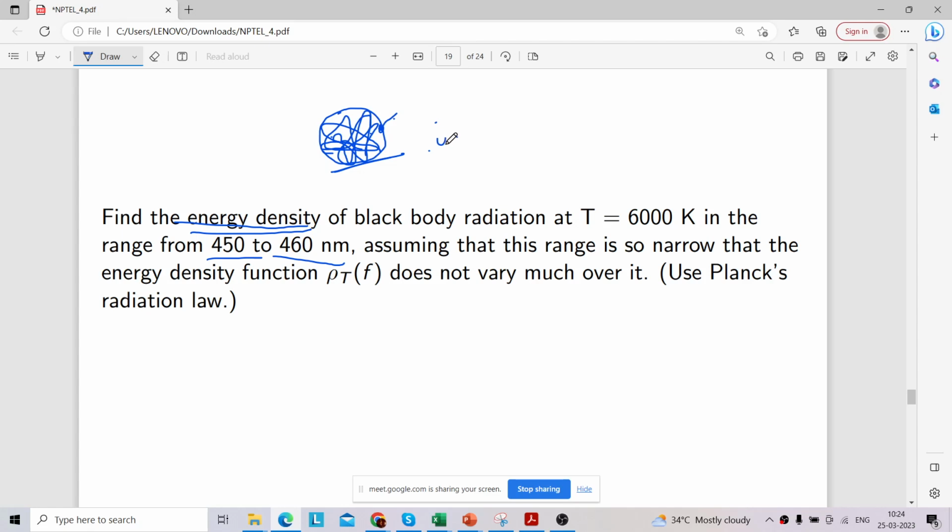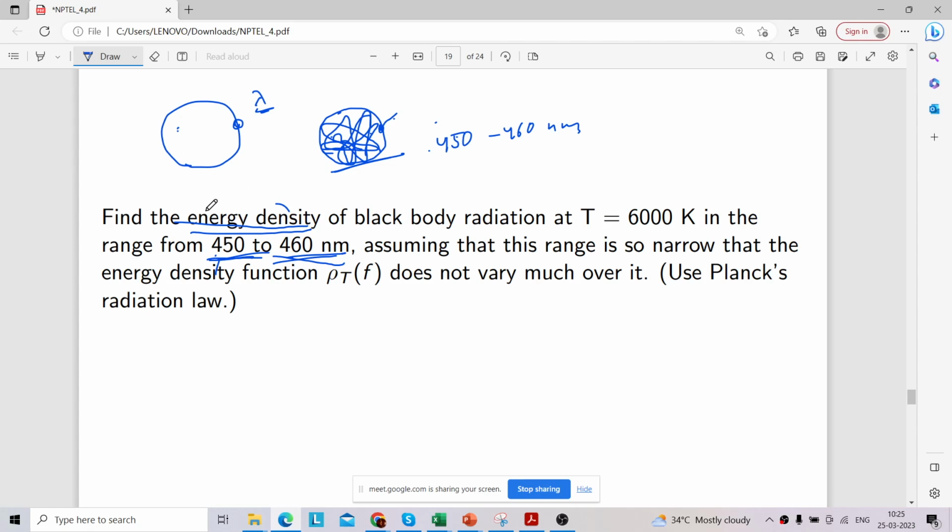Some wavelengths between 450 to 460 nanometer. Let's imagine that through this tiny hole some light is passing with some wavelength lambda. This wavelength means light has some wavelength, right? So we have to calculate what is the density, means how many light particles are there in the range 450 to 460 nanometer.